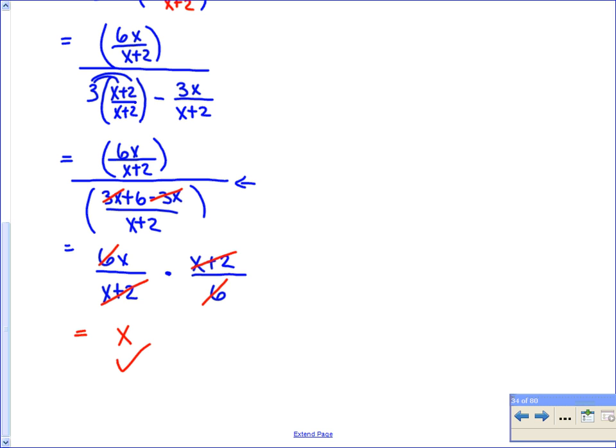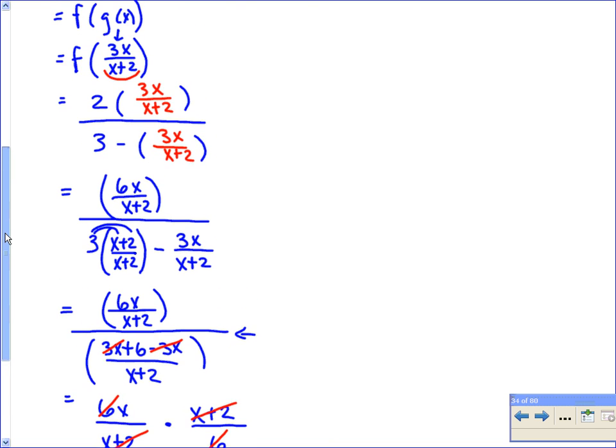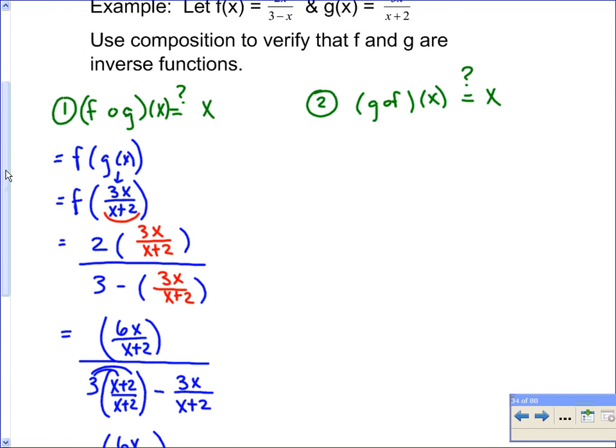Now that you know that the first composition is equal to x, that means that we do actually need to try the second one. If the first one didn't equal x, either you made a mistake or it's not possible for the two to be inverses of each other. So the first one did produce x, which means I need to now try the second one, okay, which is g of f of x.